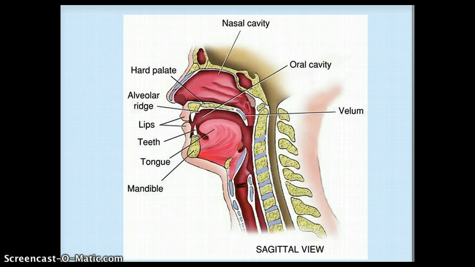Okay, so here's another view of the structures that we're talking about. So the nasal cavity, here's the oral cavity, the alveolar ridge is right behind your upper teeth, the hard palate is here, the soft palate or the velum is here in the very back. You can see the teeth here, the tongue, the mandible is the jaw, and the pharynx going down here.